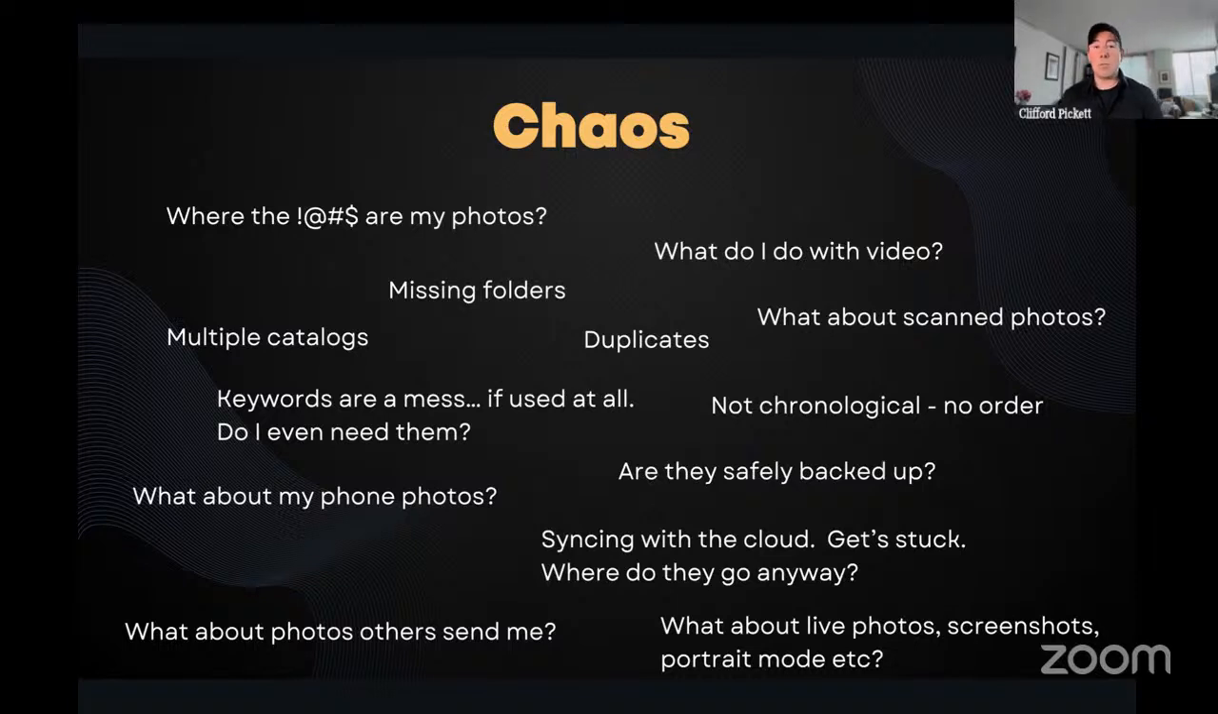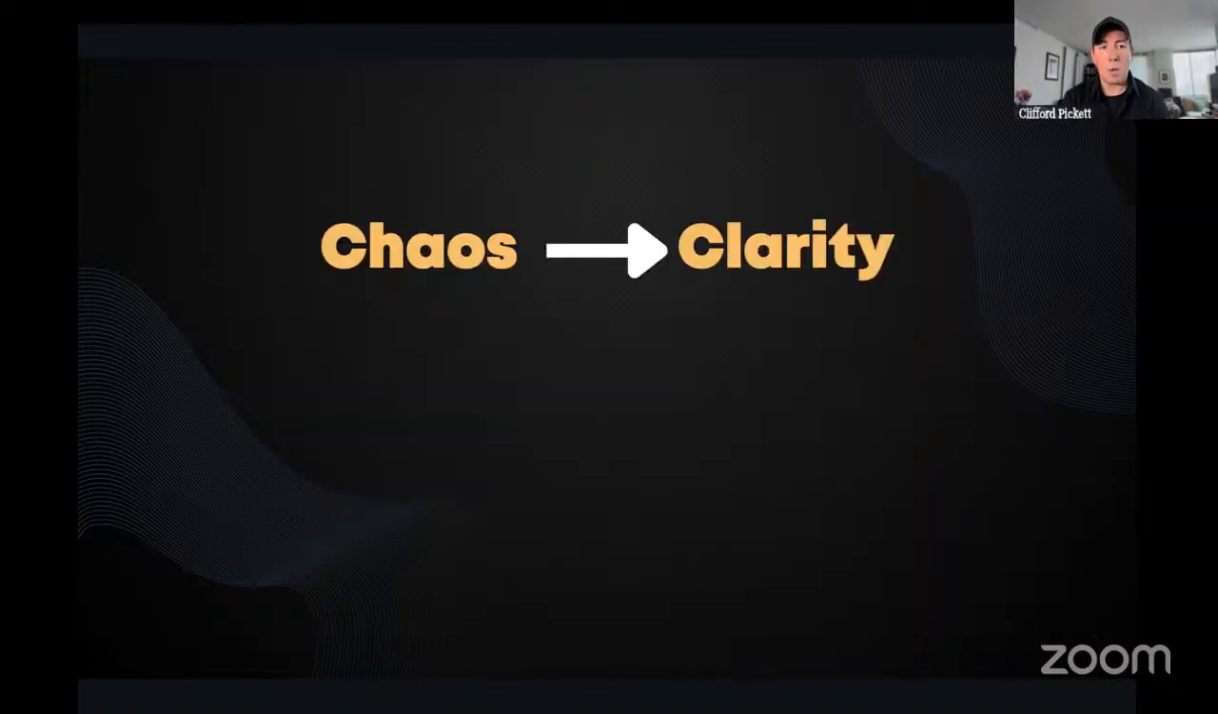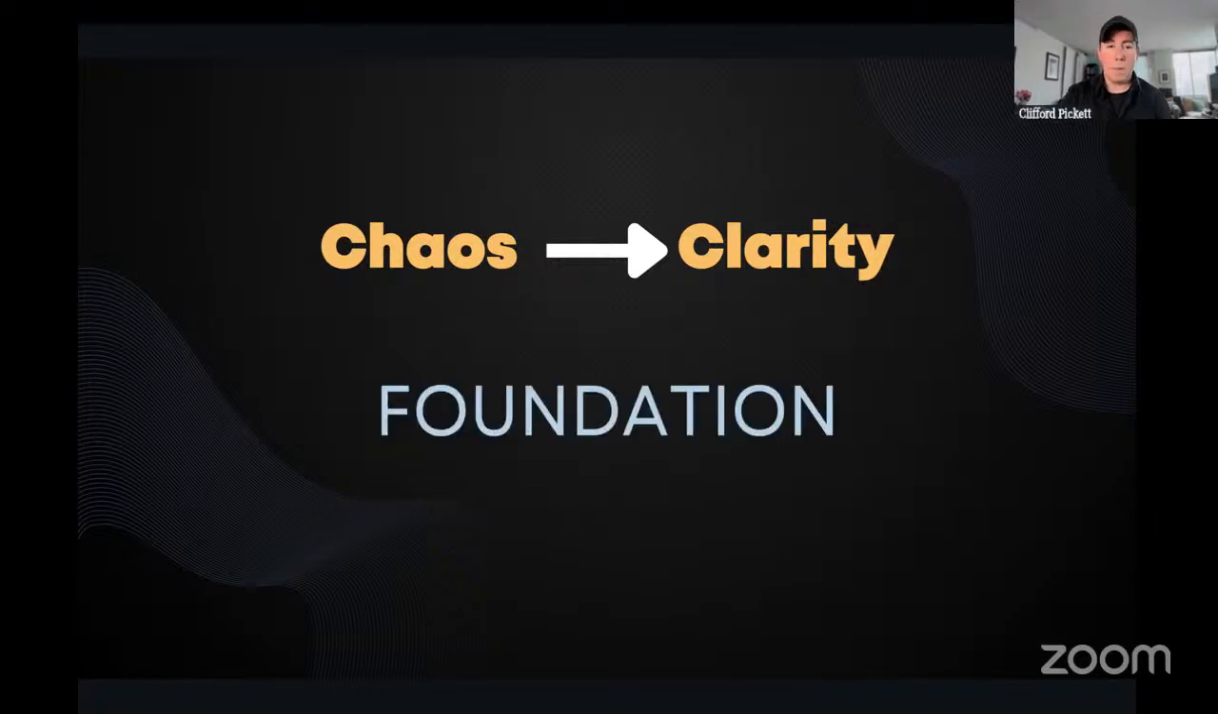What about photos others send me, right? And what about live photos, screenshots, portrait mode, all the stuff from my phone? What about the integration with the phone in the first place? All that stuff, it's chaos, right? So your catalog could be an absolute mess. And today we're going to cover, and into tomorrow, chaos to clarity. And that, my friends, is a foundation. That's what we need, and that's what we're going to build.